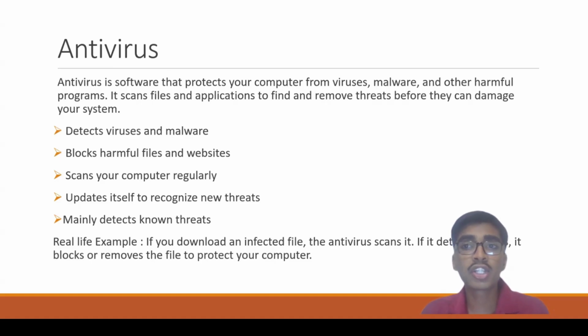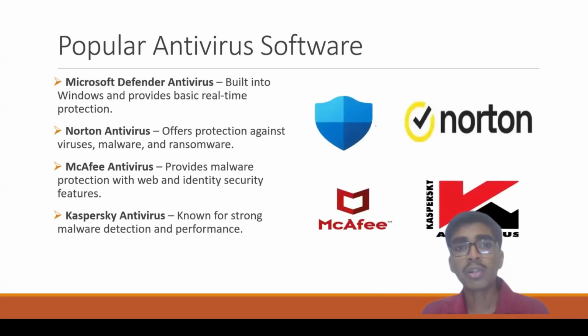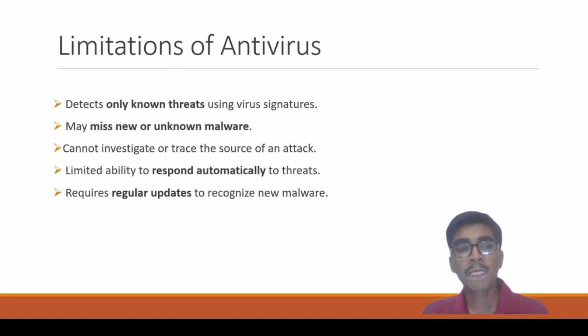So what is the basic functionality of antivirus? It detects viruses and malware. Secondly, it blocks harmful files and network connections from websites. Also, it scans our computer on a regular basis. So this is how antivirus works. There are various popular antiviruses named Microsoft Defender Antivirus, Norton, McAfee, and Kaspersky. These are all well-known antiviruses. You must be knowing about them.